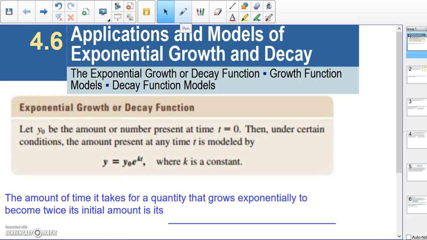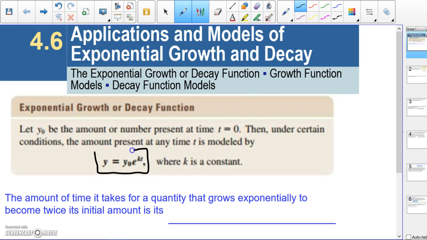4.6, Applications and Models of Exponential Growth and Decay. We've got a formula for exponential growth and decay that looks something like this. y equals y0 times e to the k times t, where k is a constant, and y0 is how much you started with, and y is how much you end up with after a certain amount of time. The amount of time it takes for a quantity that grows exponentially to become twice its initial amount is its doubling time.